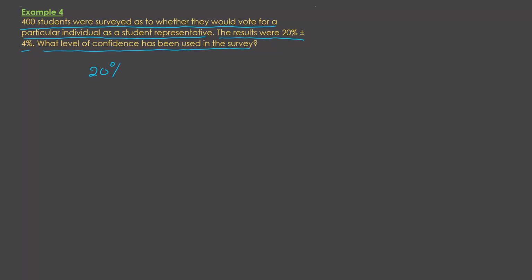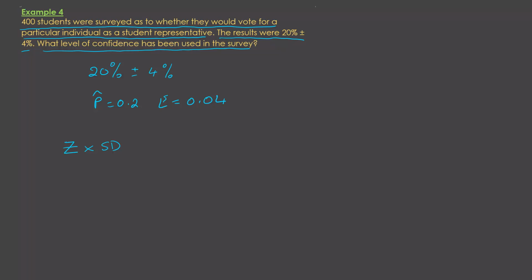So if we have 20% plus or minus 4%, that's giving us that our p hat is 0.2 and that E is 0.04. Now let's look at a couple of different ways of doing it. We know that E, the margin of error, is Z times the standard deviation.